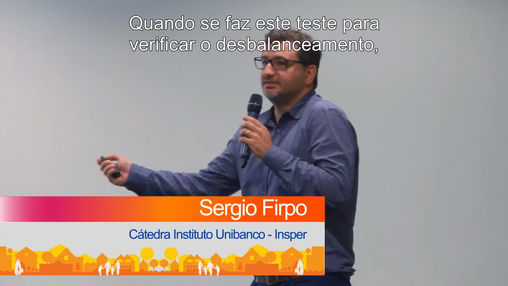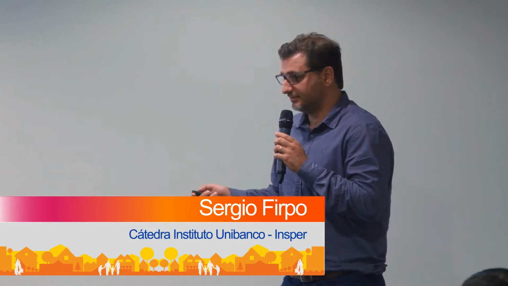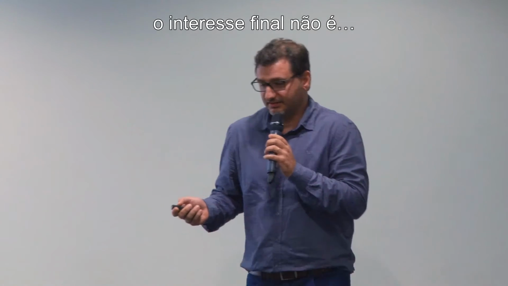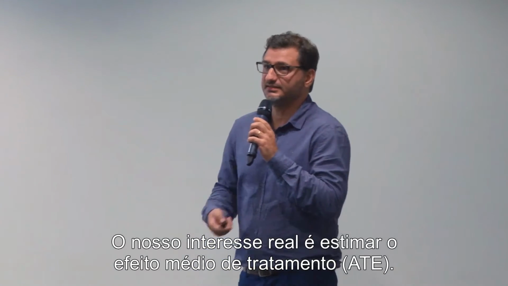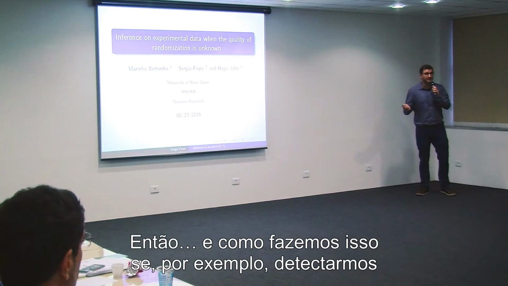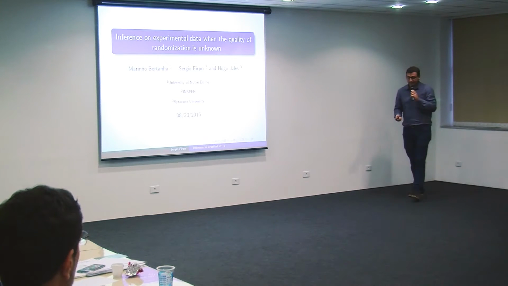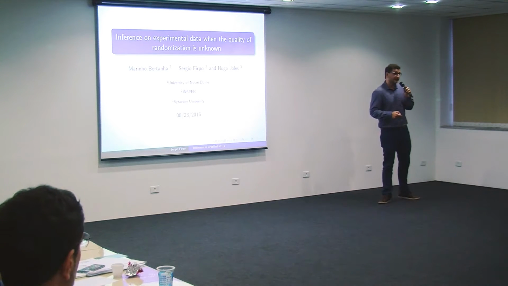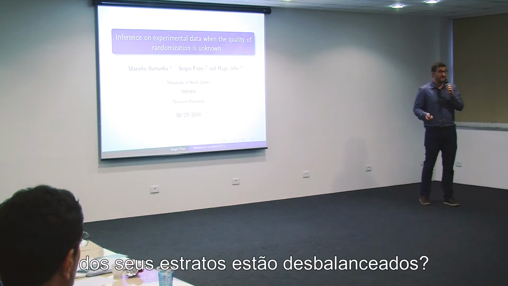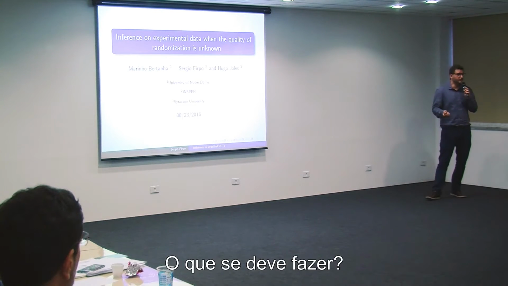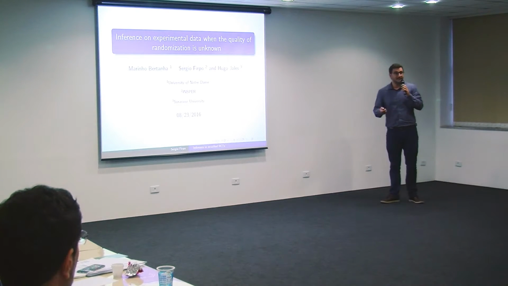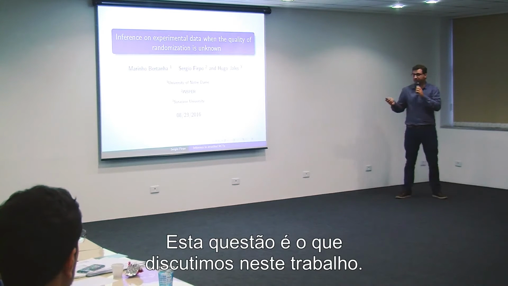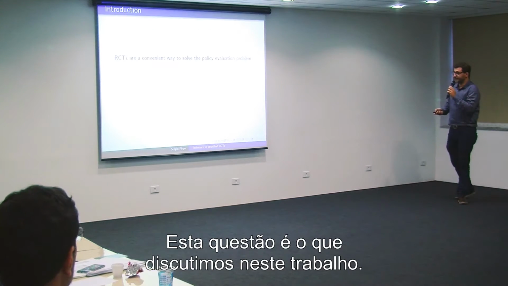When you do this testing for imbalance, what you are interested in at the end is not the test itself, it's just an intermediate step. What we're interested in is estimating the average treatment effect. So how do you do that if you detect that some of your strata are unbalanced? What should you do? Should you drop them? And what are the consequences of doing that? That's what we discuss in this paper.